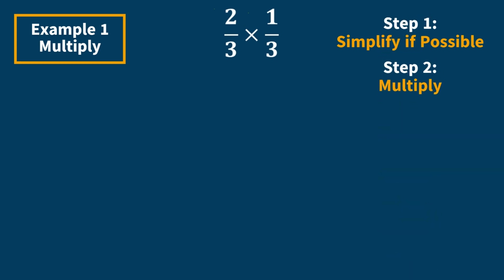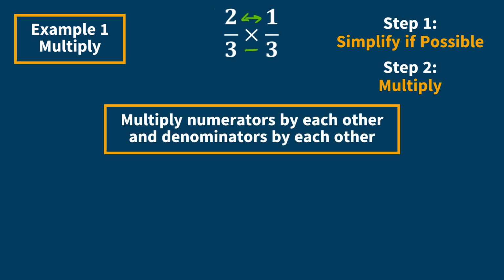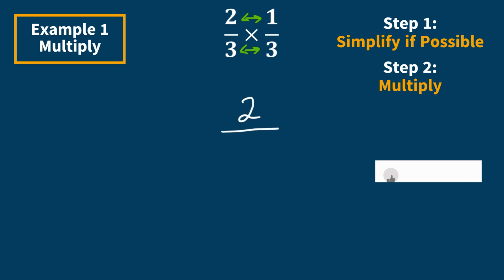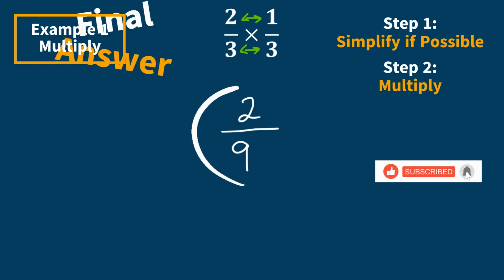Now, all we have to do is multiply. We multiply the numerators by each other and the denominators by each other. So, in doing this, we get 2 times 1, which is 2, over 3 times 3, which is 9. And that is going to be our final answer.